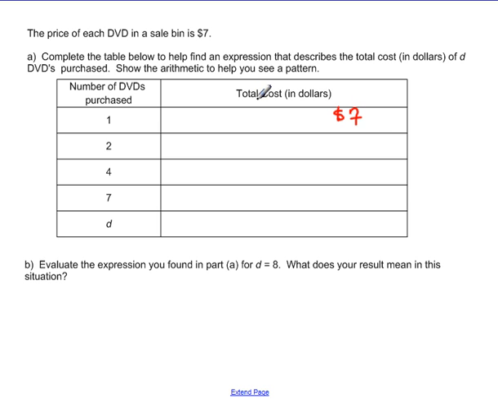But here we want to be thinking about this part here, show the arithmetic to help you see a pattern. So you want to say, well, what did I do with this problem? Well, in some ways, I really didn't do a whole lot. I just took what does a DVD cost, and I only bought one of them. The fact that we only bought one, notice what we were doing is we took the number of DVDs and we multiplied it by the cost. That's going to become more obvious when we get down, what if we buy two DVDs?